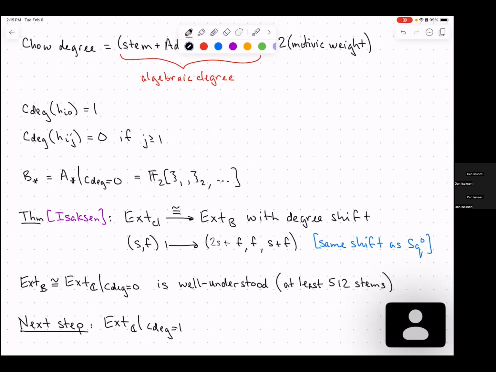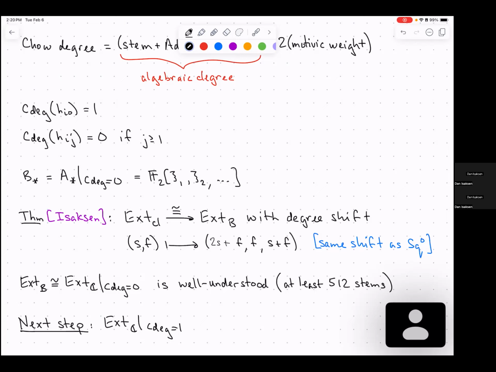Then from the origin you have a couple of h1 multiplications, and those h1 multiplications get shifted into h2 multiplications, and so on and so forth. So everything in the classical picture is a shear transformation. That's the right word for it. It's a shear transformation of the classical picture into this shifted-over picture. So that's what happens in Chow degree 0, and that's completely understood.